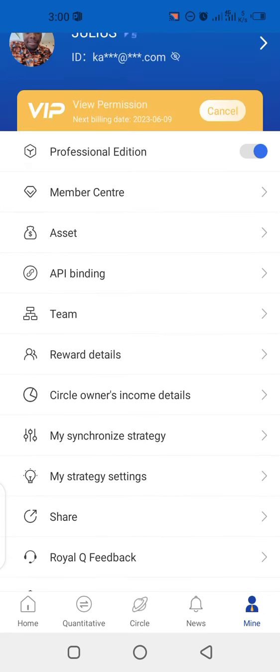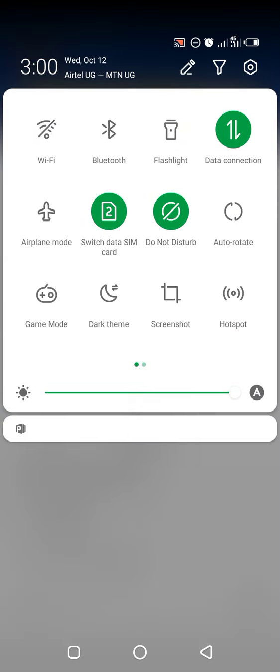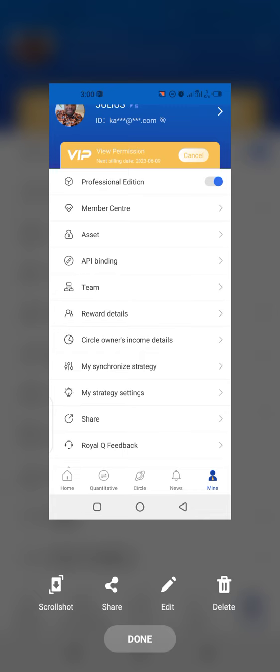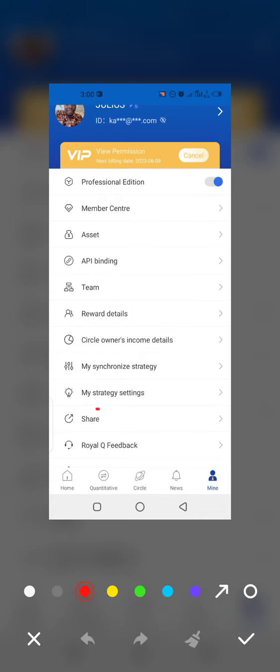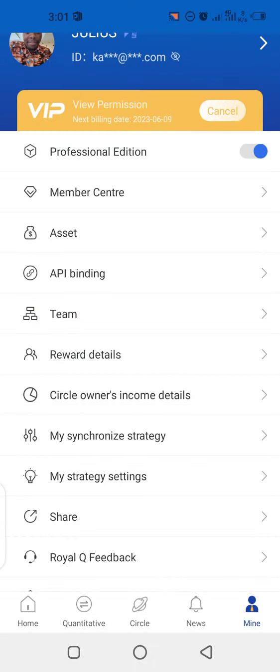All right, so you come on mine, right? You come on mine. Then you come on my strategy settings. So once a signal is dropped, what could be the settings you could develop depending on your capital, right? Depending on your capital. So this is how to set a one-shot trade that has been dropped on the group. It doesn't matter because the market doesn't have one-way direction. So that said, let's now go into that.